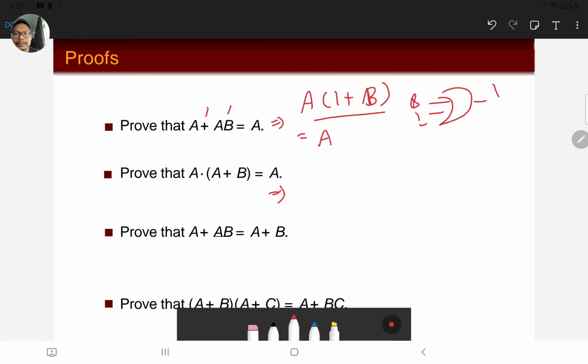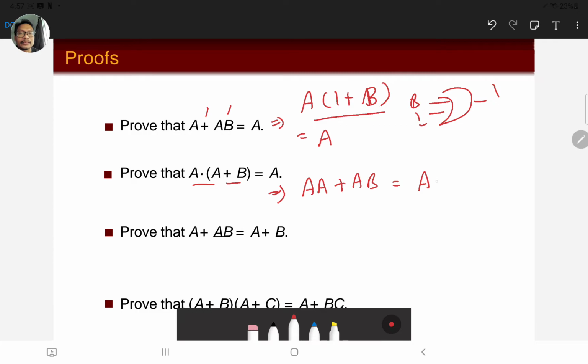So here is also the same, where we can expand it: AA plus AB. And what is AA? If you have an AND gate with the same input, it's going to be A.